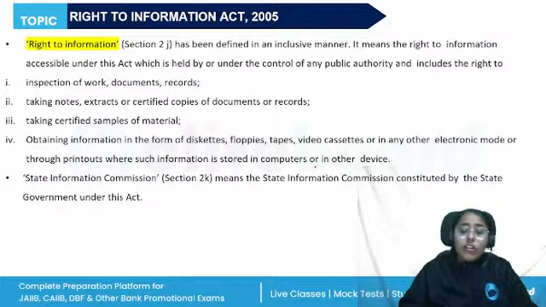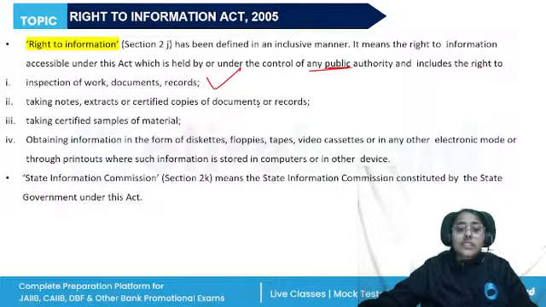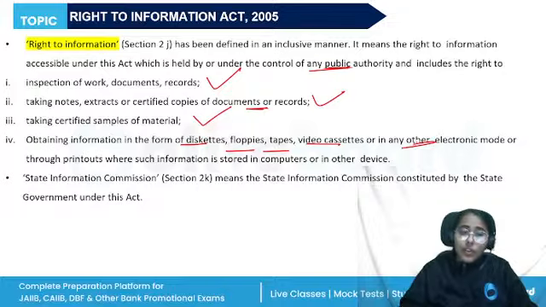So, right to information basically means that we have the right to inspection of the work, documents, or records of the public authority. We can take notes, extracts, or certified copies of documents or records, take certified samples of material, and obtain information in the form of discs or floppies, tapes, video cassettes, or any other electronic mode, which is stored in computers or in other devices.